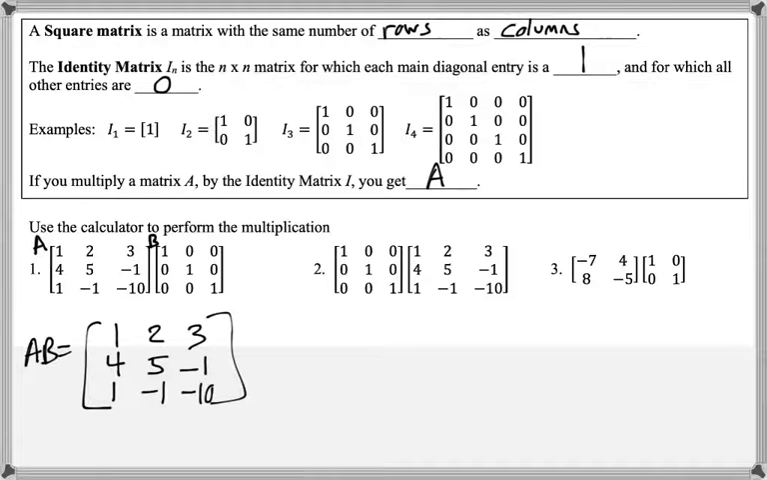Question 2, we're multiplying the same two matrices just in the reverse order. So I already have the 3 by 3 identity matrix in matrix B on my calculator, and I already have this matrix in matrix A on my calculator. So if you just do matrix B times matrix A on the calculator, then you get the same thing.